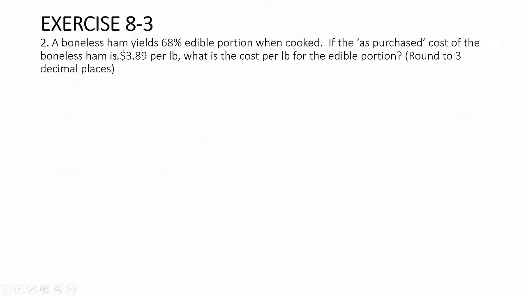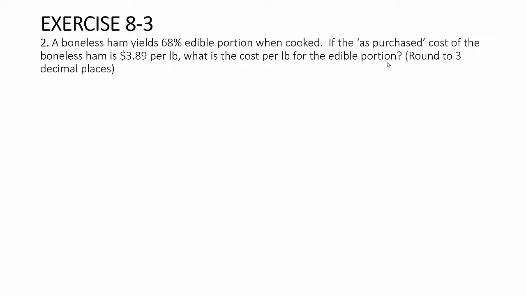Question 2 tells us that a boneless ham yields 68% edible portion when cooked. This basically means that when we cooked a ham, we had 68% of it left from what we originally started off with. So if the as-purchase cost of the boneless ham is $3.89 a pound, what is the cost per pound for the edible portion? In other words, we're looking for the edible portion unit cost.